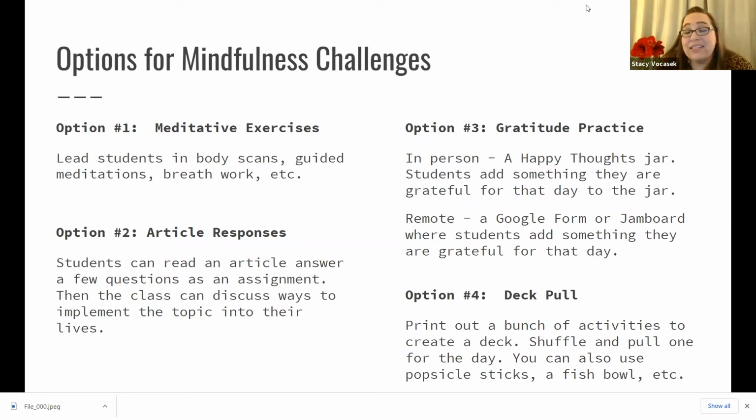A gratitude practice is another way to implement a mindfulness challenge. So in person, you can have a happy thoughts jar. I don't know where mine is, but my best friend and I started in college where we have a jar, and every day we had to put something in the jar that made us happy. So we had all these scraps of papers and we would just put them in. And then at the end of the semesters, we would read them and be all happy, remembering all these great things. And sometimes they're tiny little things.